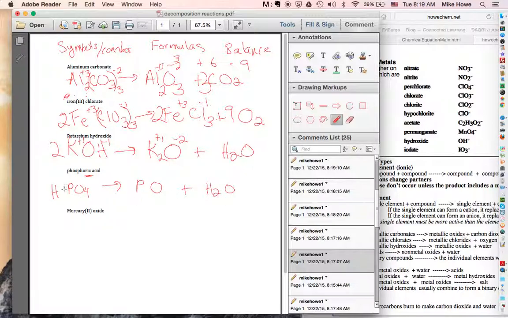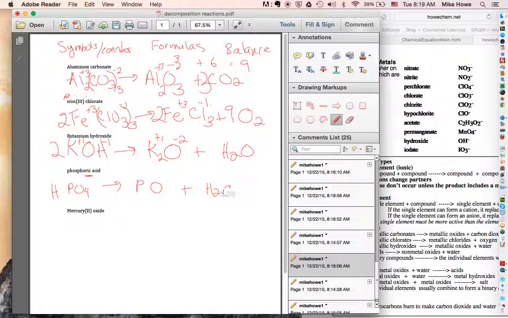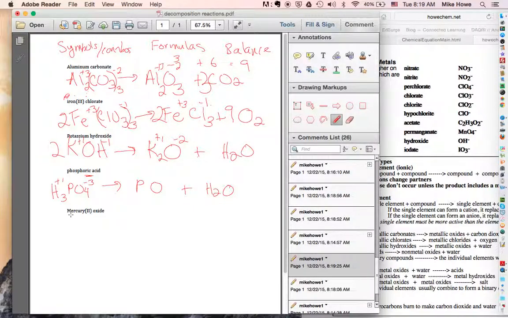All right, so I'll go back and do the formulas. The hydrogen is +1. So we're going to put a 3 down here because phosphate is -3. And on this side, this is the most confusing part of these decompositions. So we're going to assume that the oxidation states of all these stay the same on both sides.